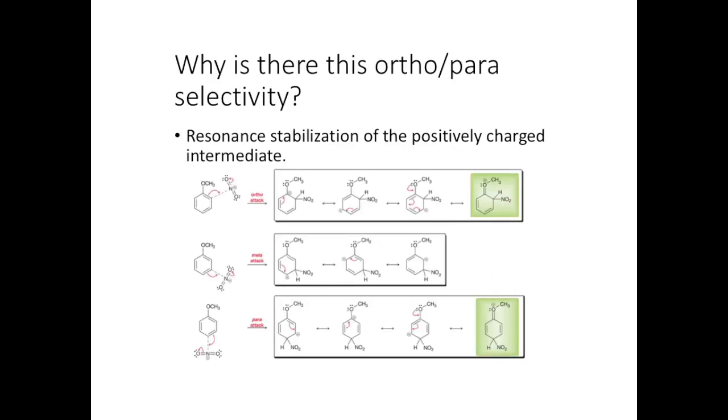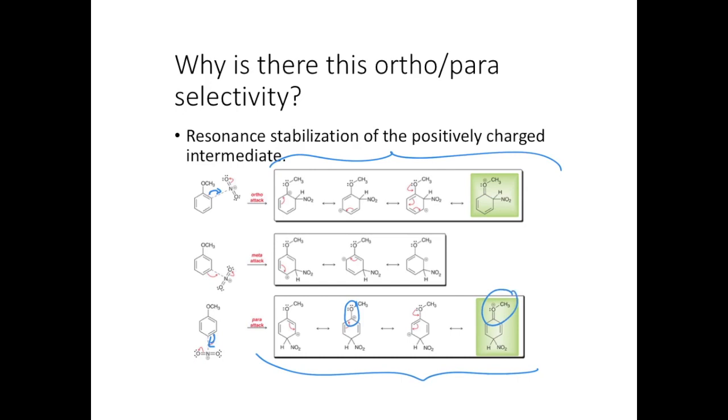Why is there this ortho-para selectivity? Well, it has to do with the intermediate carbocation formed. If we direct the incoming substituent to the ortho position or the para position, we end up with 4 resonance structures because we can move that positive charge around the ring to where it's on the carbon directly bonded to the oxygen, and then that oxygen can participate in the resonance.